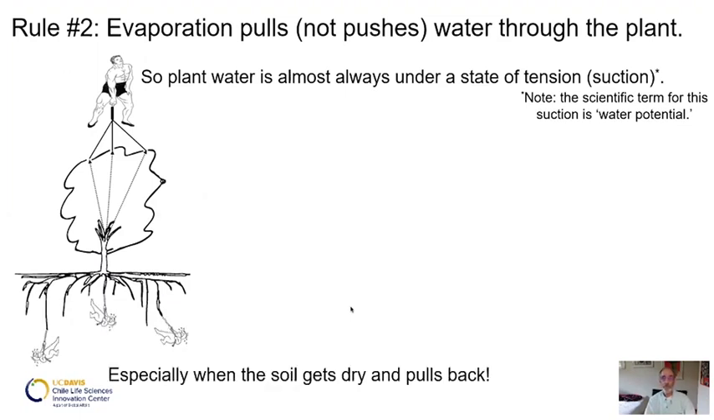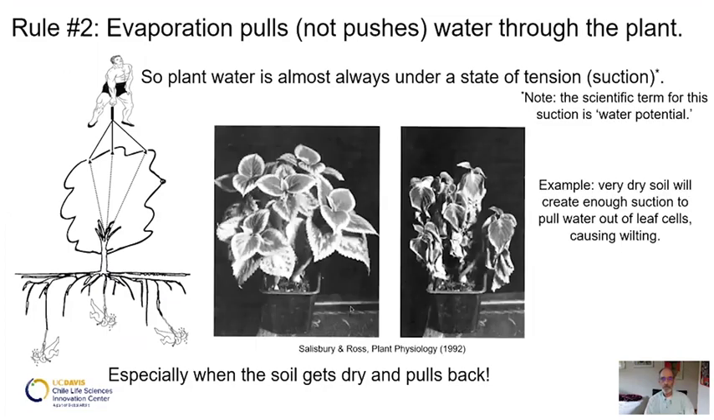And this suction gets pretty high, especially when the soil gets dry and starts pulling its own suction back for water out of the plant. So an example of this is in very dry soil conditions, the suction will be high enough to pull water out of the cells of the leaves and cause leaves to wilt. Of course, wilting is a very severe example of stress.